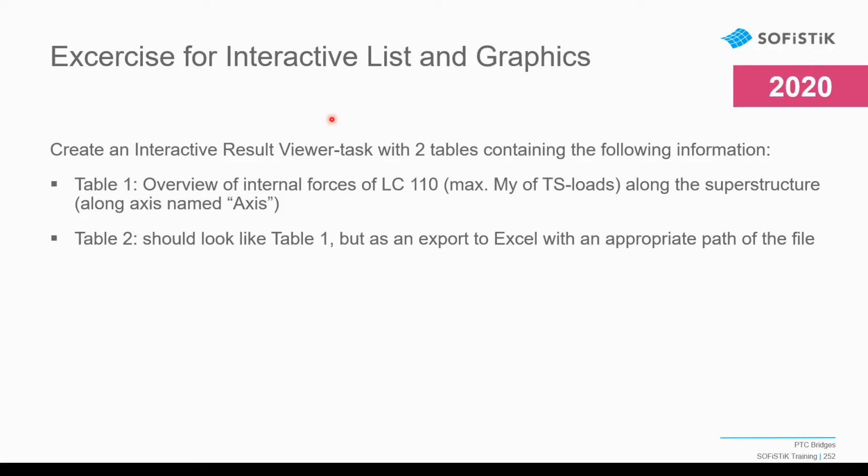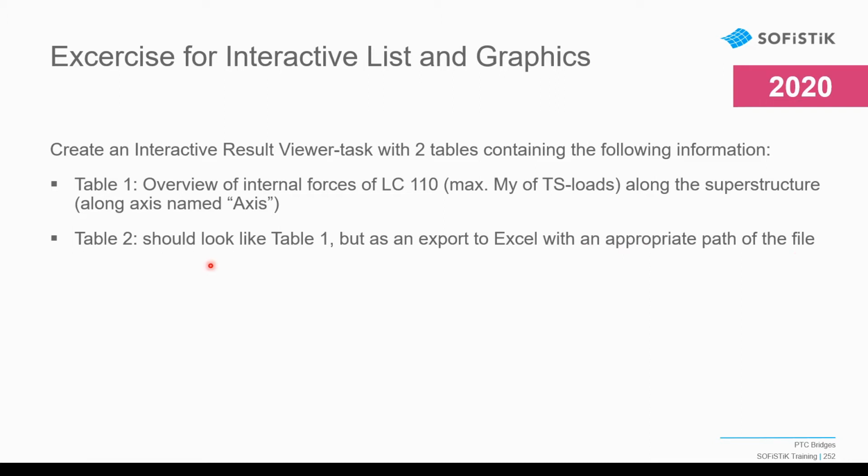In this video, I would like to go through another exercise for the interactive list and graphics, in which we should create an interactive result viewer task with two tables containing the following information. In Table 1, an overview of the internal forces of load case 110 along the superstructure should be presented, whereas Table 2 should look exactly the same as Table 1, but it should be prepared as an export to Excel with an appropriate path of the file.